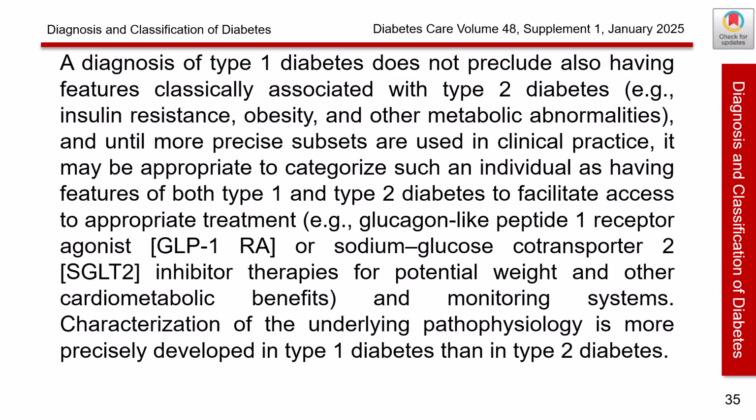For example, glucagon-like peptide 1 receptor agonist or sodium glucose cotransporter 2 inhibitor therapies for potential weight and other cardiometabolic benefits, and monitoring systems. Characterization of the underlying pathophysiology is more precisely developed in type 1 diabetes than in type 2 diabetes.